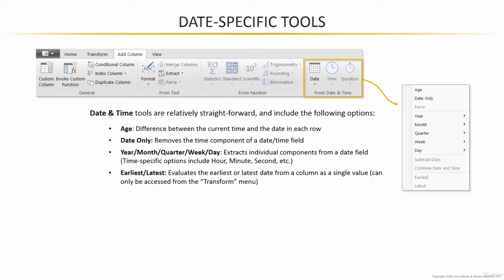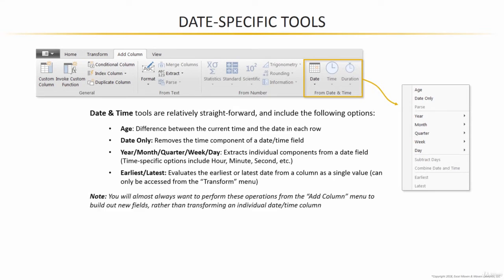Two other ones that I want to call out here, earliest and latest. You'll see those two at the bottom of the list, and they're both grayed out. And that's because we're in the Add Column menu, and both of those functions act just like the statistics tool, and they return a single value. So to access those two options, you'll need to grab them from the transform option. And as you might have guessed, the earliest option is going to return the earliest date in the column. Latest is going to return the last date.